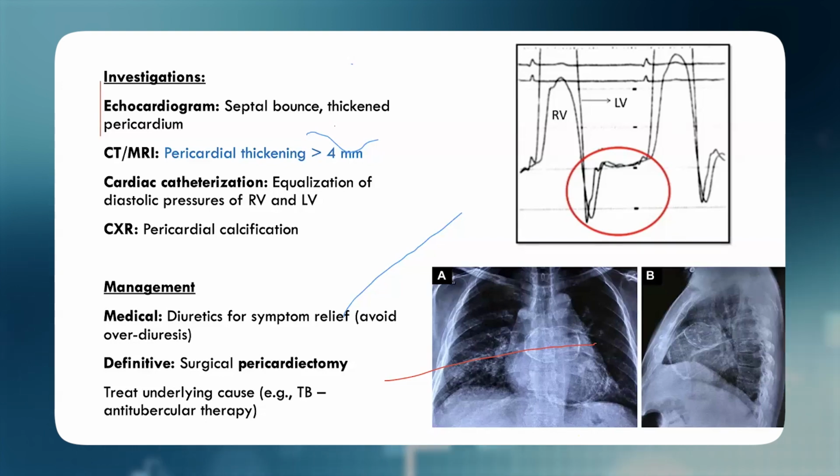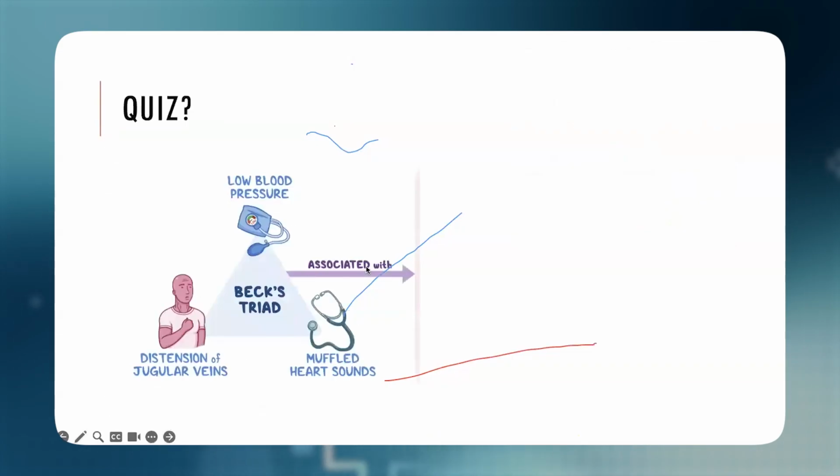Management, medical, diuretics for symptom relief, and definitive is surgical pericardiectomy. It's very easy. The CTVS surgeons go in, they just cut out some portion of the pericardium to relieve the ventricles so that the ventricles can contract and relax easily.